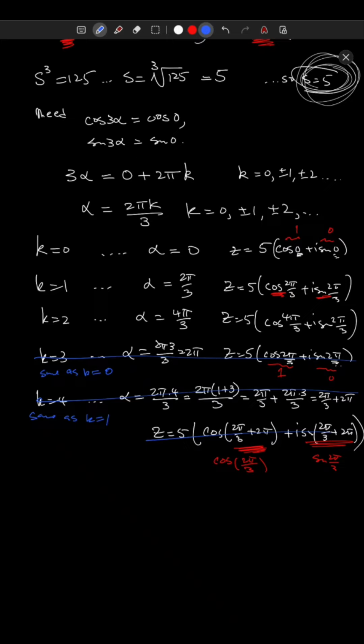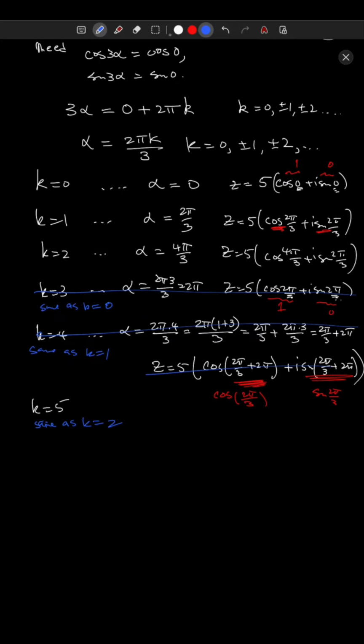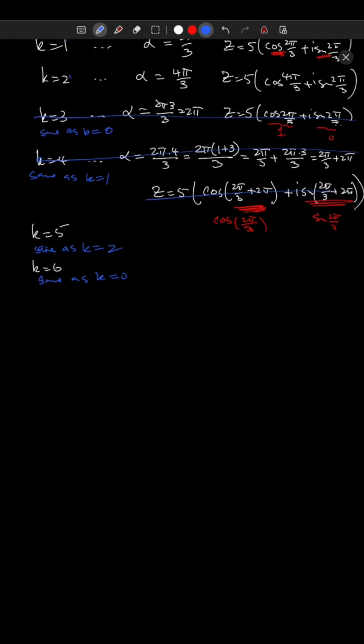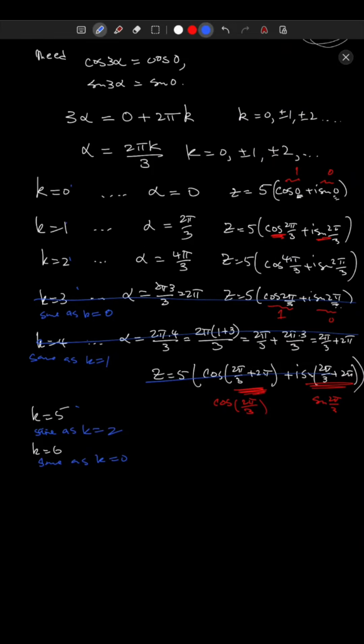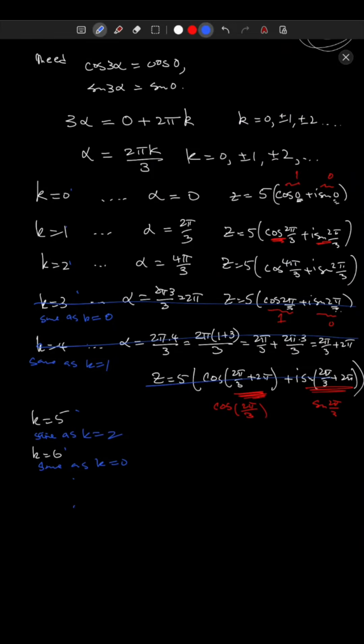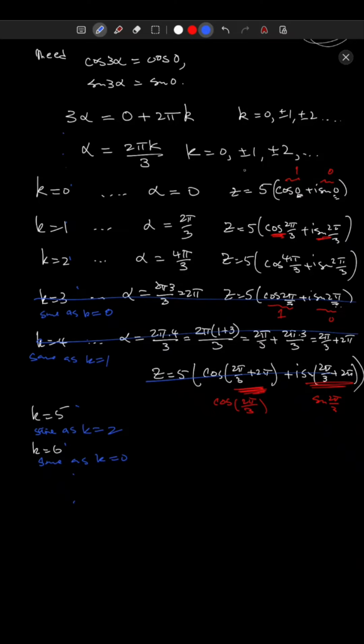So again, these guys are going to repeat quite a bit. And of course, probably a good exercise for you is to do k equals 5. If you do exactly the same kind of analysis, it turns out this is the same as k equals 2. And then it's just going to keep repeating in the same way. So k equals 6 is going to be the same as k equals 0. So it's just going to repeat 0, 1, 2, and then the next 3 are going to be the same as 0, 1, 2, and so on. And this is also the case for the negative k's.